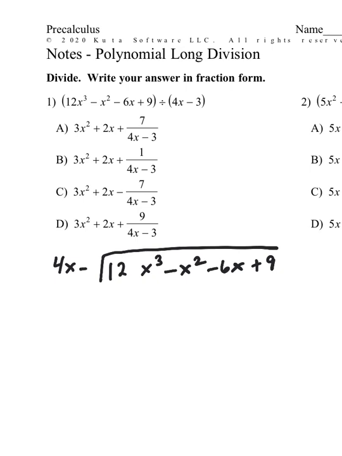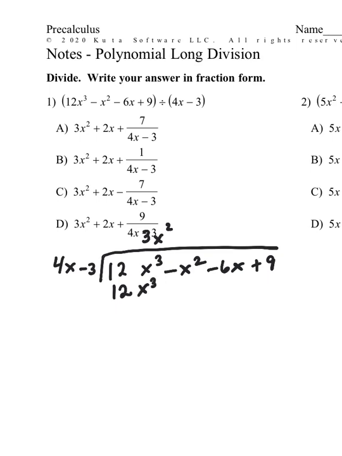4x minus 3. What you have to do is focus your attention on the 4x, and you have to ask yourself, what do you multiply 4x by to get 12x cubed? And you notice that it's going to have to be 3x squared. So 3 times 4 gives you 12, and that's going to be 12x cubed.